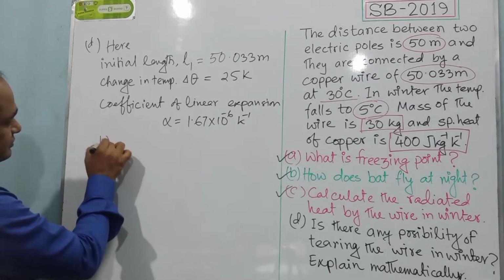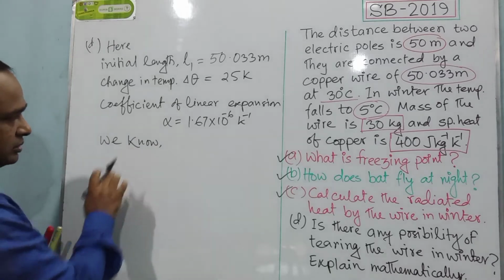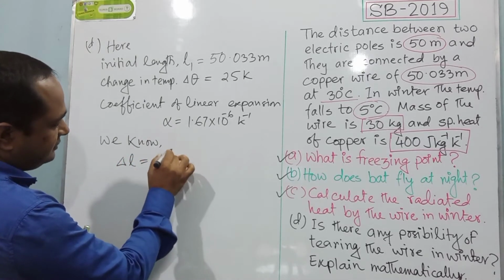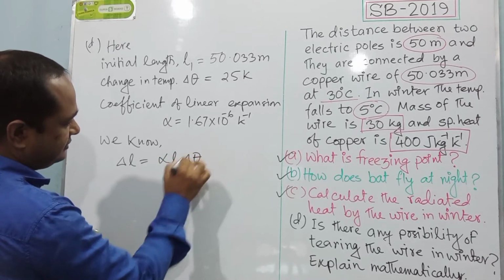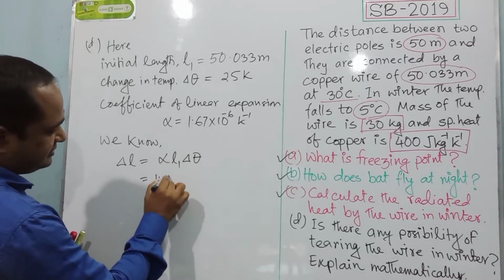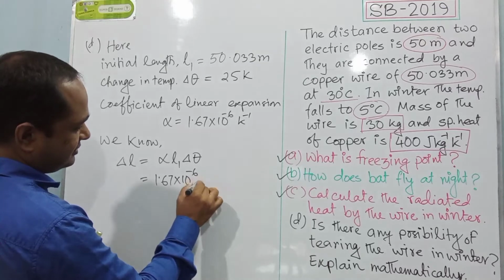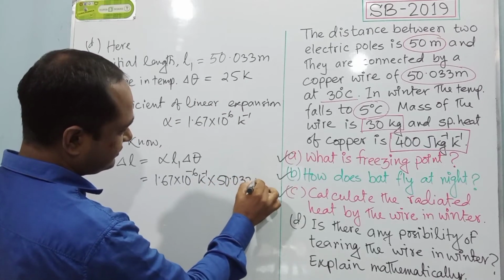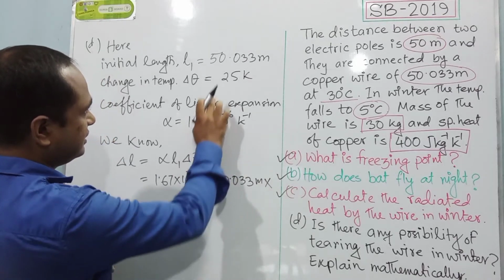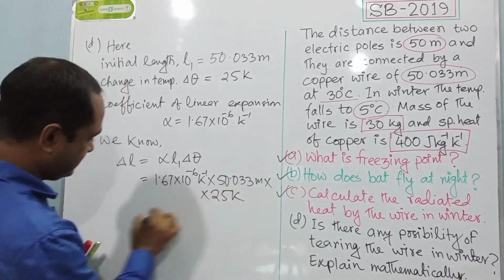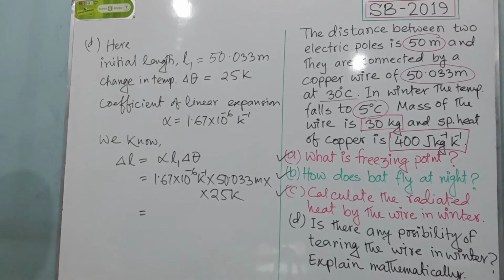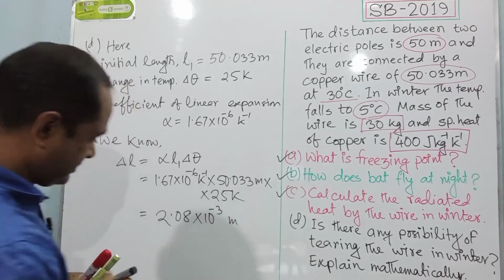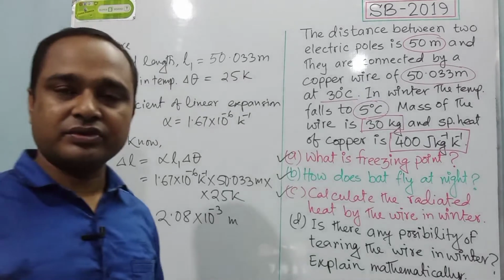Okay, we know the change in length, which is denoted by del L. Del L is equal to alpha L1 del theta, right? Here alpha is 1.67 into 10 to the power minus 6 per Kelvin, multiplied by L1. L1 means 50.033 meter, multiplied by the change in temperature, 25 Kelvin, and after the calculation we will get 2.08 into 10 to the power minus 3 meter. That is, this amount of length will be contracted from the initial length.